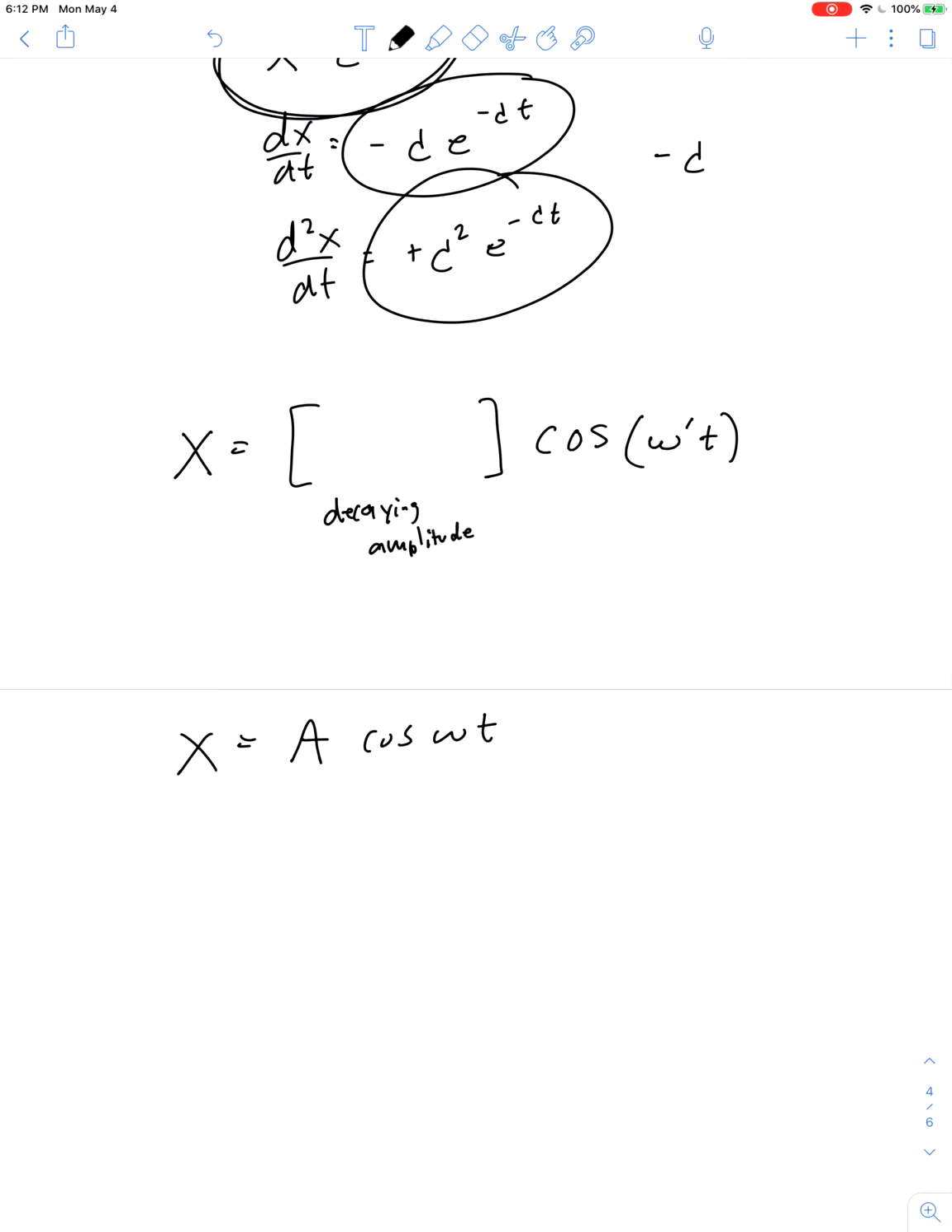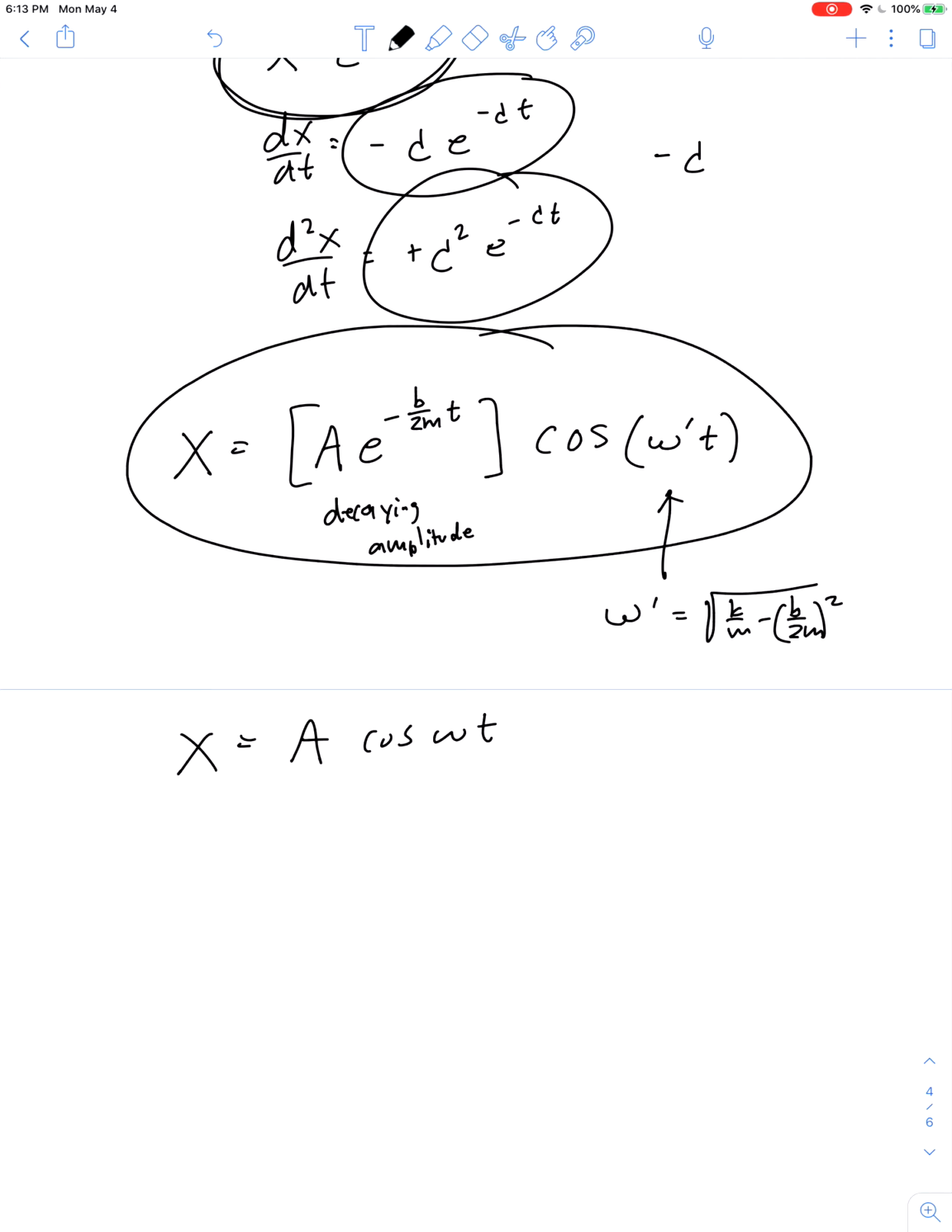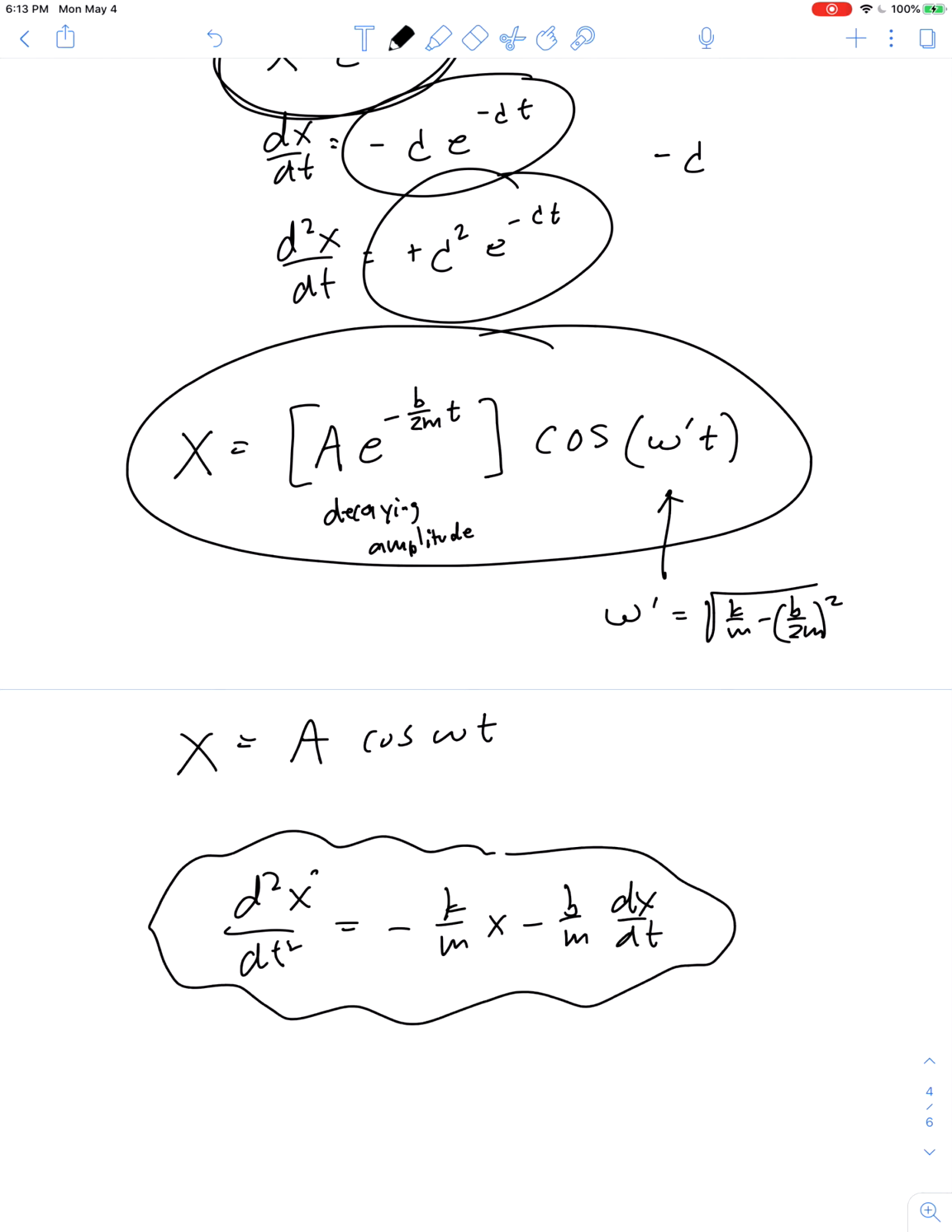So that's where the exponential decay comes in. This is A times e to the negative b over 2m t. And remember what omega prime is. Omega prime is the square root of k over m minus b over 2m quantity squared. So that's the solution to this differential equation that says d²x/dt² equals negative k over m x minus b over m dx/dt. That differential equation is satisfied by this expression for position as a function of time.